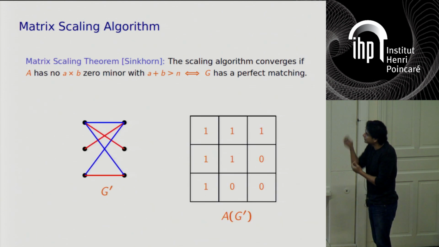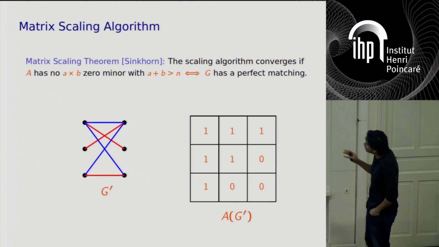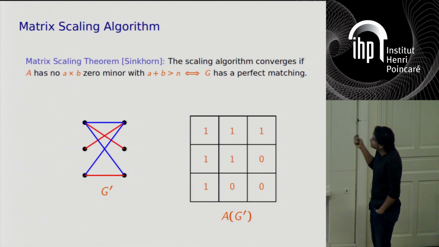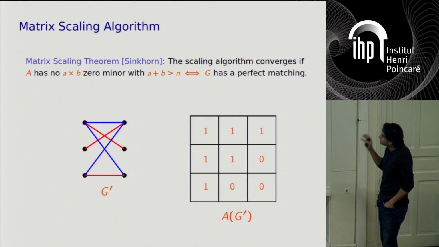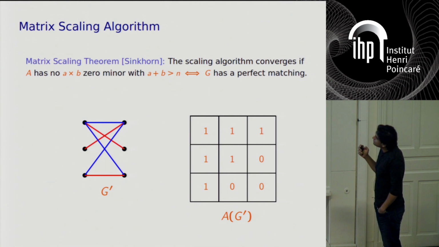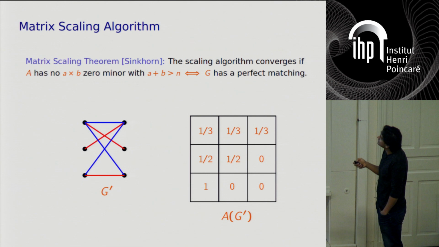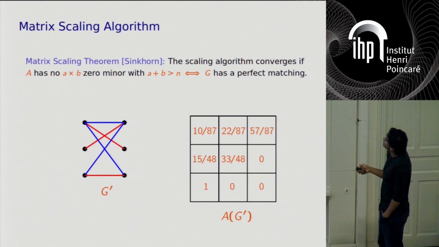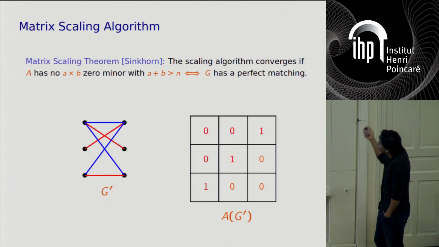So let's take a new graph, G prime, and now G prime has a perfect matching, so things should converge. And going back to the matrix, it doesn't have any big zero minor. I try to do the same thing: normalize the rows, normalize the columns, rows, and so on. And now things seem to be working out nicely, because all the diagonal entries are going towards 1, and the rest are going towards 0. And if you do it enough times, it works out.